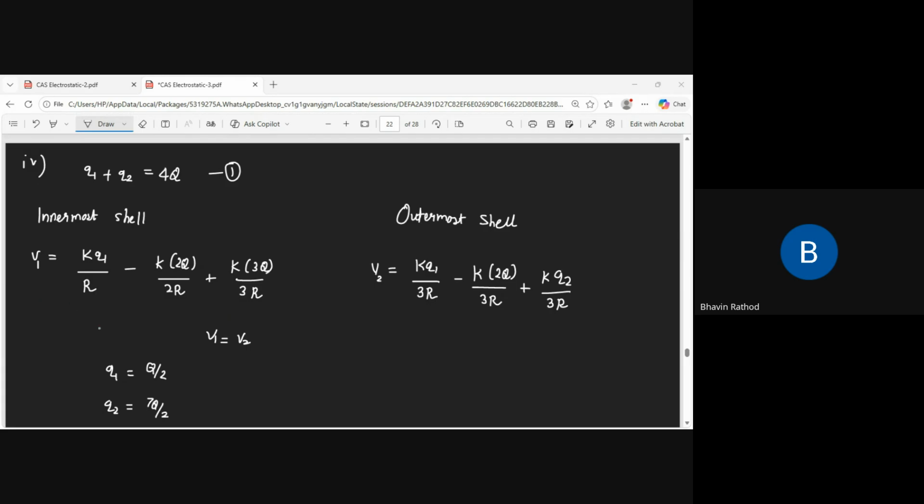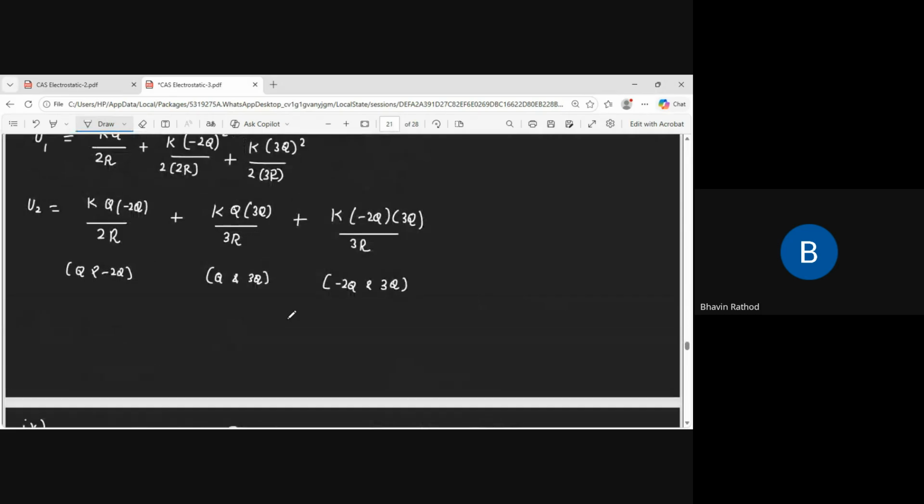The idea is still to say that the potential at both the surfaces is the same. No, sir, I'm talking about the previous question, the energy one. Oh, the energy one.